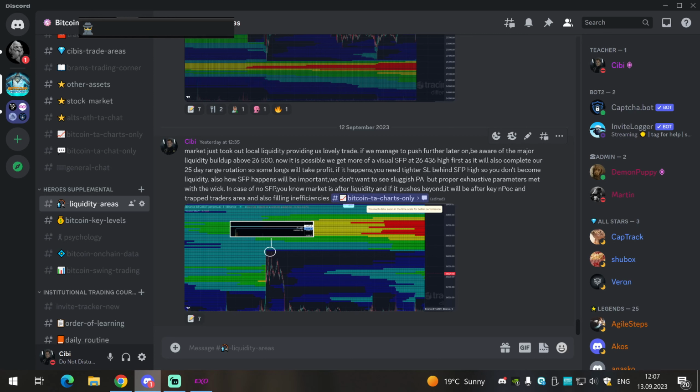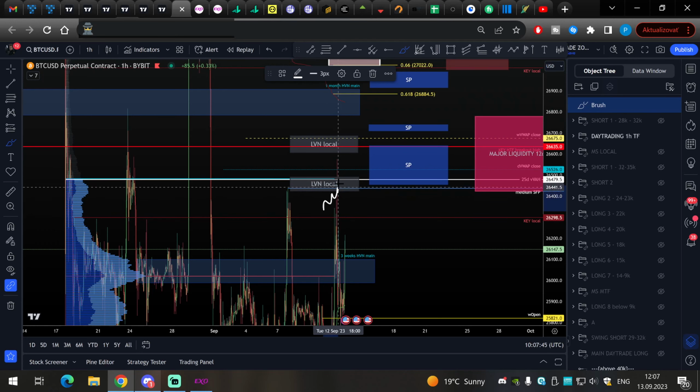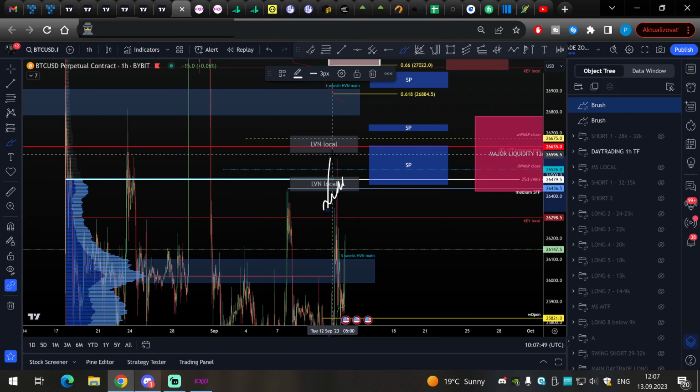We don't want to see sluggish price action. As we are going high, I don't want to see something like this, very slow price action, no volume, like a snail or a bedtime reading speech. No. We want to see a big push, big wick, big rejection. That's what happened. Okay.